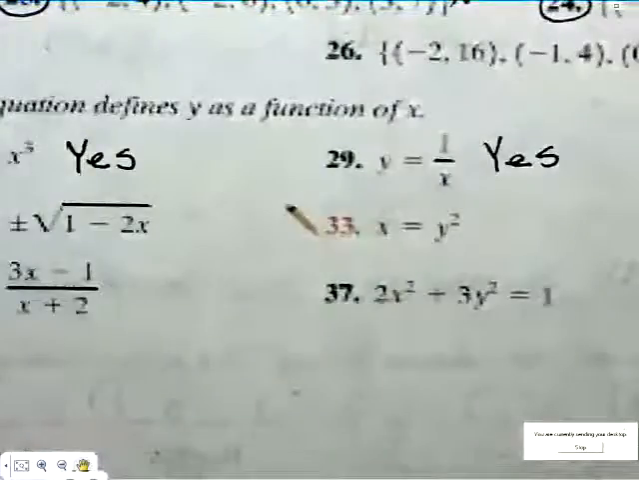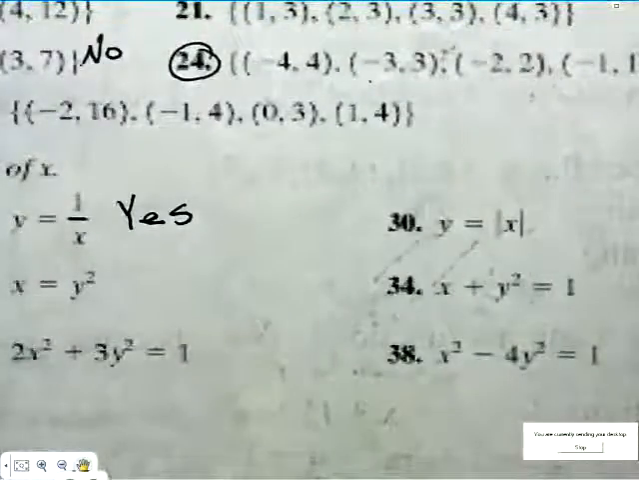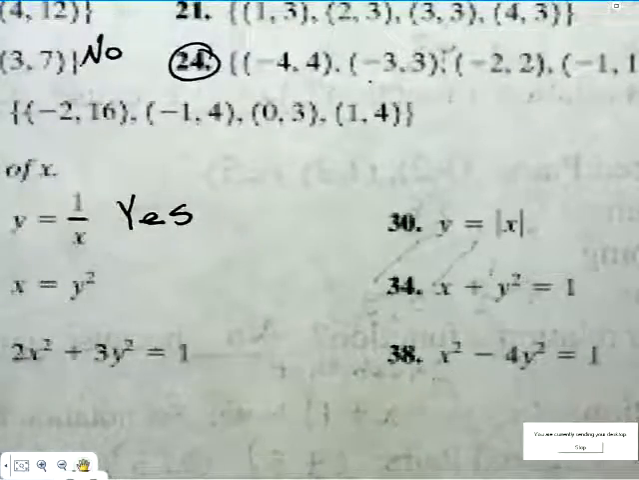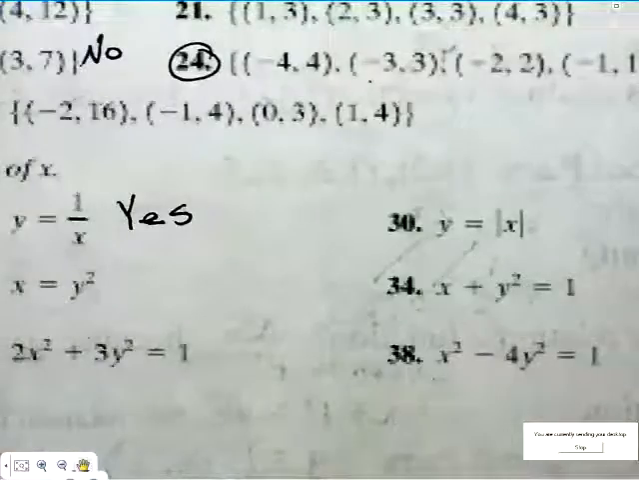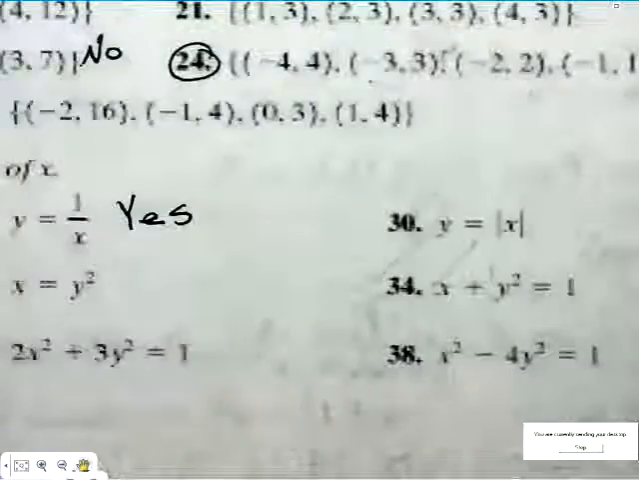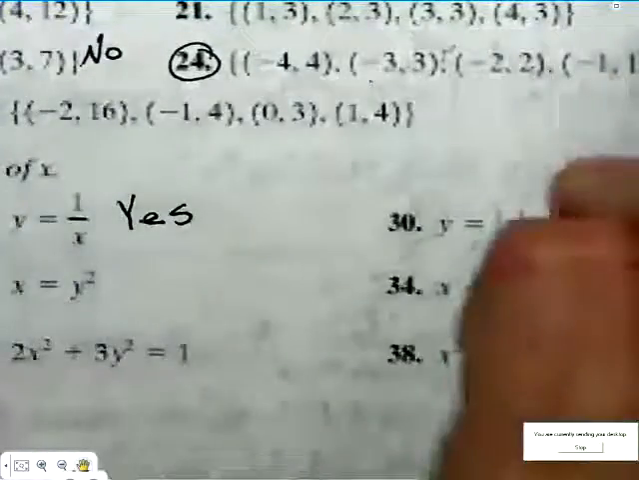What about number 30? The TI 83 and 84 have an absolute value key. How many right answers are there to the question, what is the absolute value of any number I give you? It's only one right answer to what's the absolute value. So that's a function.